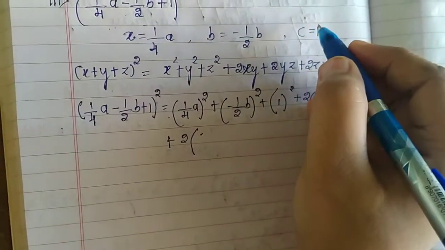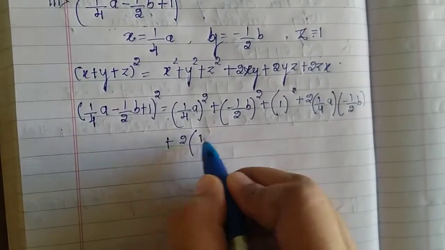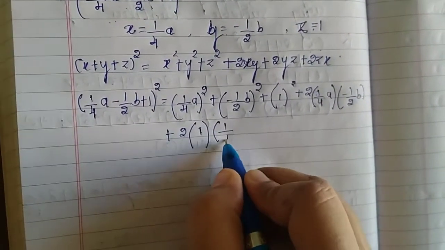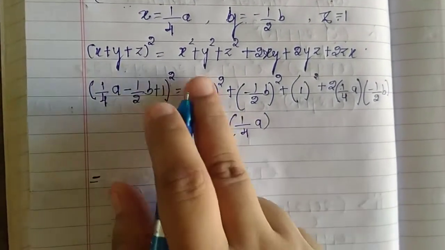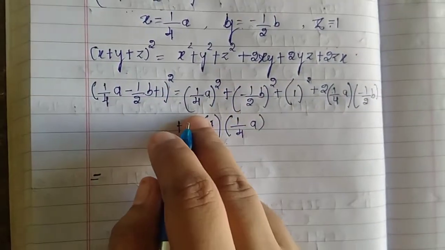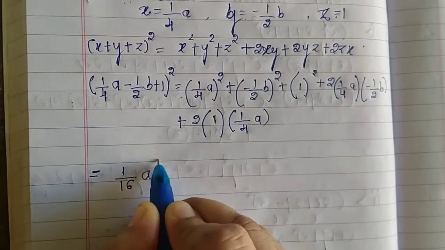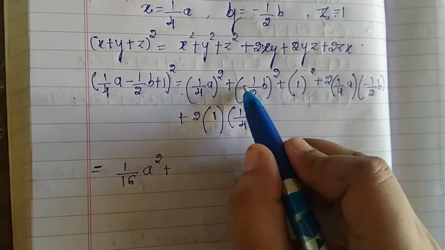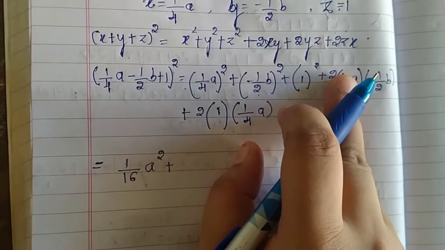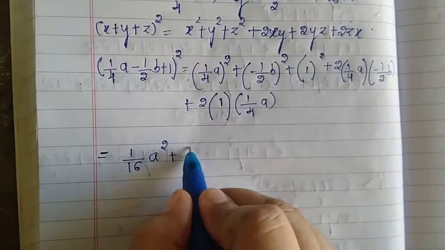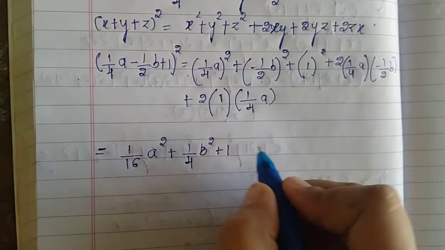Sorry, here this value is y and this is z. Okay, so here the z value is nothing but 1 and the x value is again 1 by 4a. Okay, so now we'll simplify this. So this will be equal to 1 by 4a the whole square. So 1 by 4, when you multiply this 2 times, what are you going to get? 1 by 16a square plus, so here you can see minus 1 by 2 into minus 1 by 2. So when you multiply minus 1 by 2 into minus 1 by 2, 1 divided by 4 you are getting, right? 1 divided by 4 b square plus 1 square means 1.